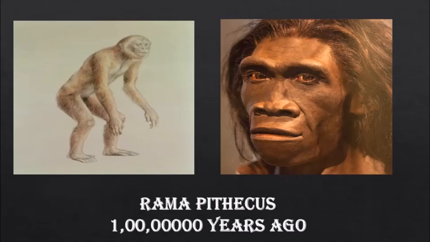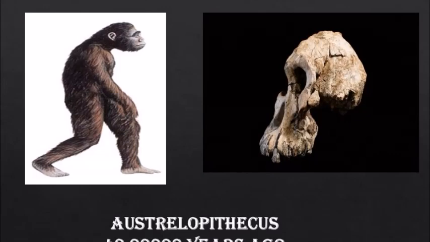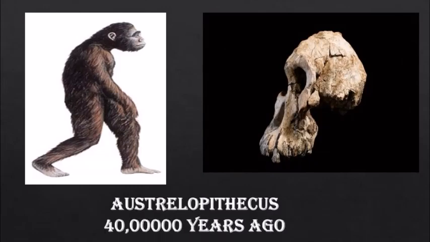Also, Ramapithecus ape evolved in East Africa. Then, around 40 lakh years ago, these ape-like animals grew up in size and also became more intelligent. And these ape-like animals were called Australopithecus. So, Australopithecus evolved around 40 lakh years ago.